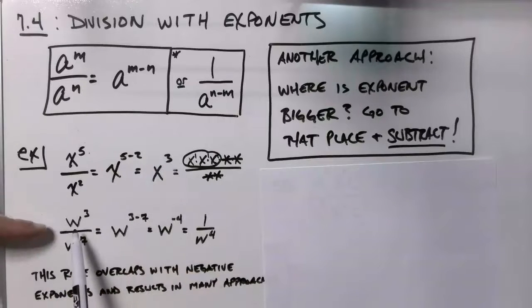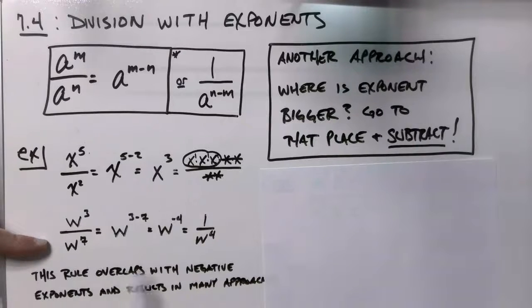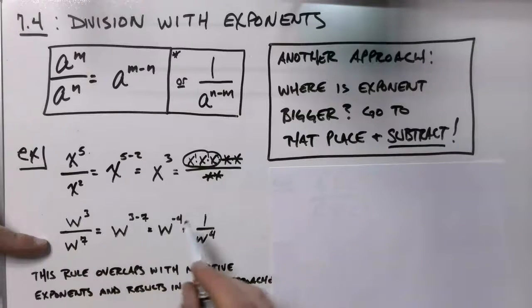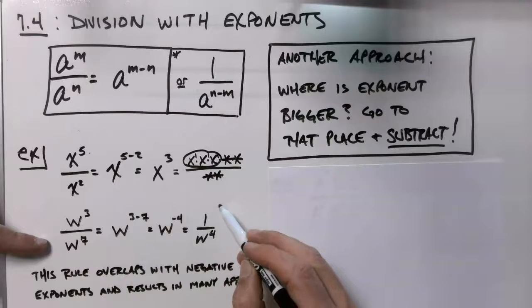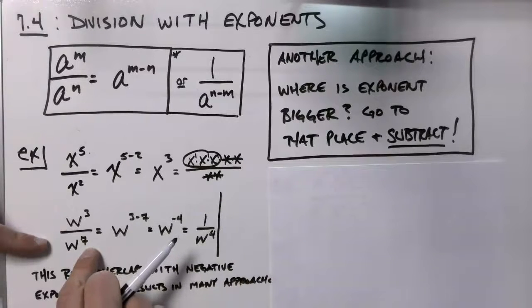Whereas, look at the second example. Where is the exponent bigger? Well, it was bigger in the denominator. So I actually would not have done it this way. I actually would have leapfrogged this. I'm going to leapfrog my answer again, and I'm going to say, what I would have done instead was I would have said, well, I'm just going to draw a line here. I would have said, well, it's bigger in the denominator.